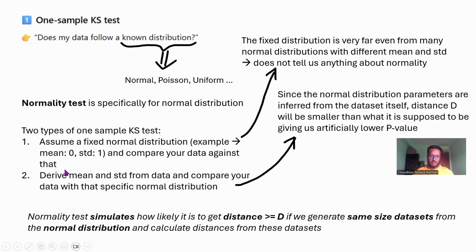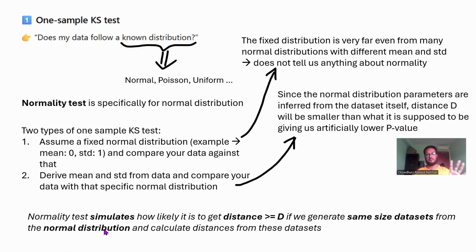Okay, so the idea behind the normality test is this. First of all, it is a variant of case 2, so you definitely do this. But this artificially smaller d value is handled here. How it is handled is like this: it simulates how likely it is to get a distance bigger than or equal to d if we generate same size data sets from the normal distribution and calculate distances from these data sets.